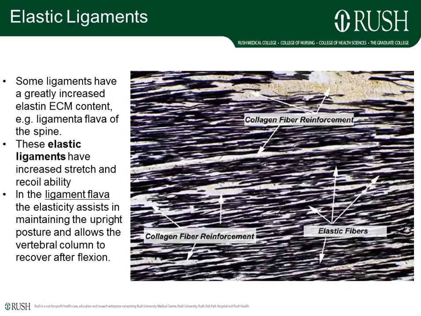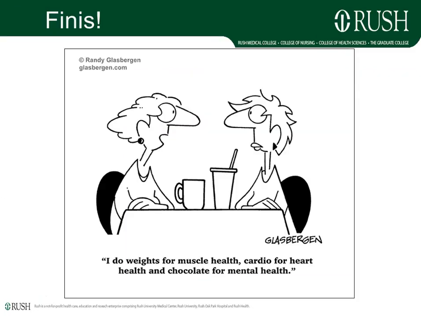So the image here is an elastic stained ligament of this elastic ligament type, and you can see the abundance of elastic fibers that are just permeating this entire matrix here, and really allowing for this high degree of elasticity, so that's stretch and recoil ability. So that's all the content we have for this unit, and we'll see you in lab.